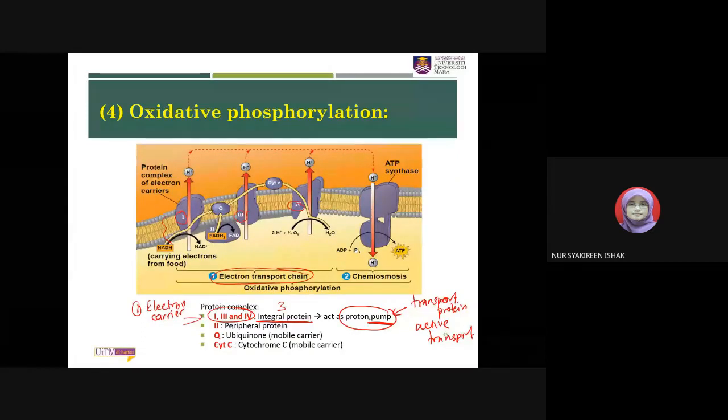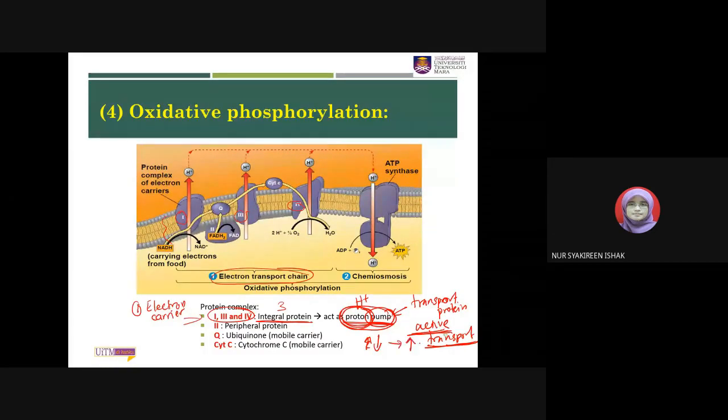Ingat. Proton pump, proton maksudnya hydrogen ion. So dia melibatkan transport protein yang melibatkan the transportation of hydrogen ion through active transport. It means that the movement of hydrogen ion is from low concentration to high concentration of hydrogen ion. So that is the function of proton pump here. It pumps hydrogen ion from low concentration to high concentration.